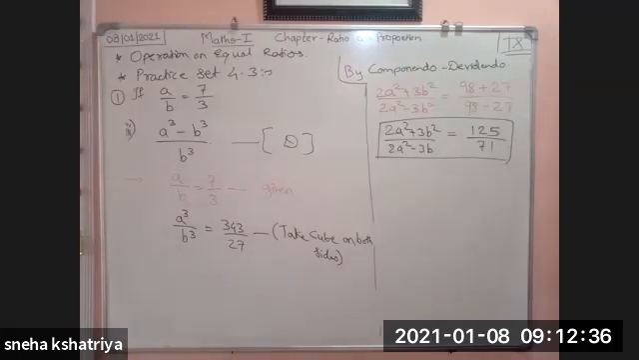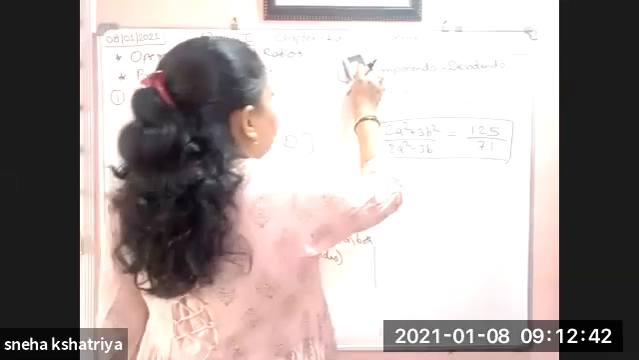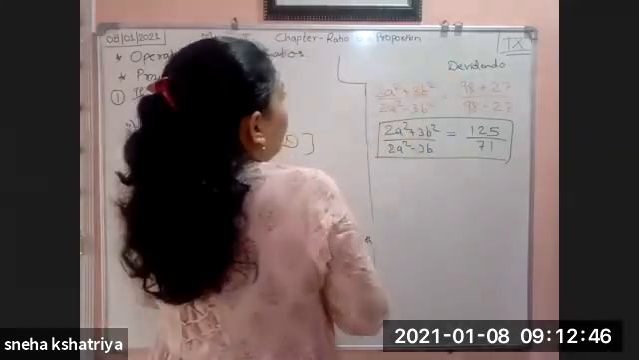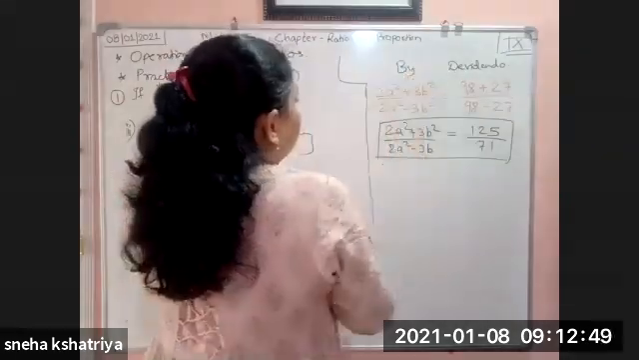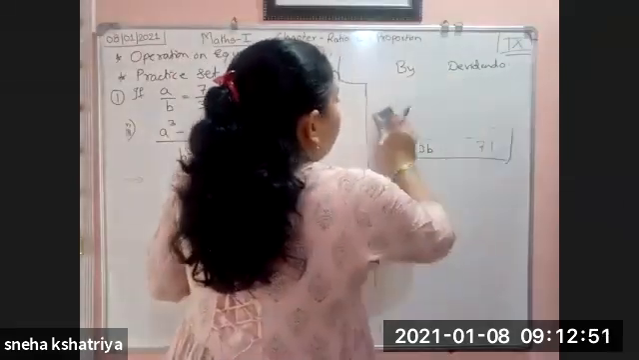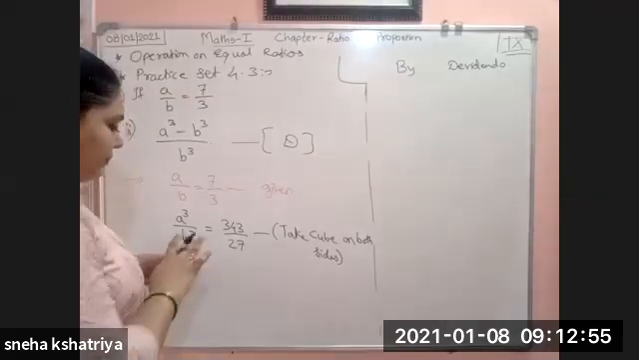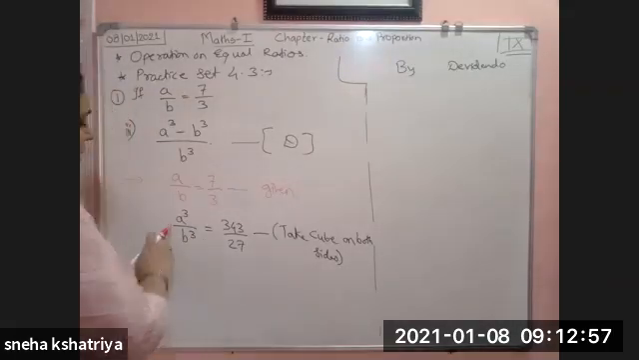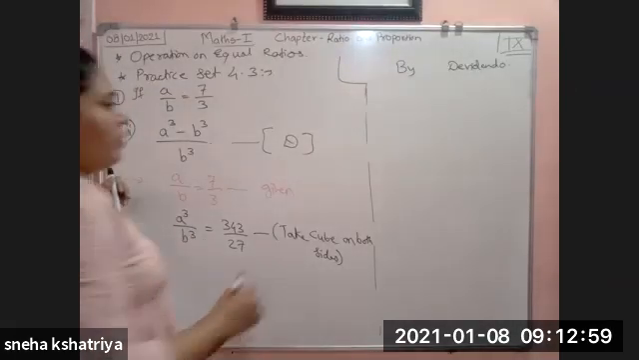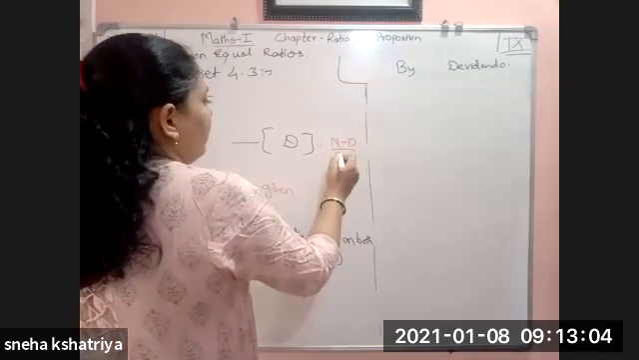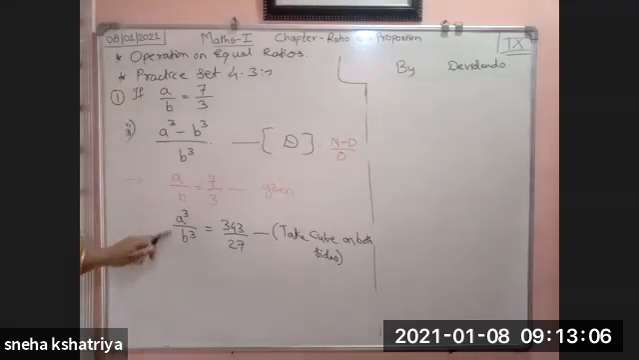We can use here only dividendo, because in dividendo subtraction is there at the numerator. So here we can write by dividendo. Here componendo will not come, only by dividendo. So by dividendo what we will get? Dividendo means numerator minus denominator upon denominator, N minus d.